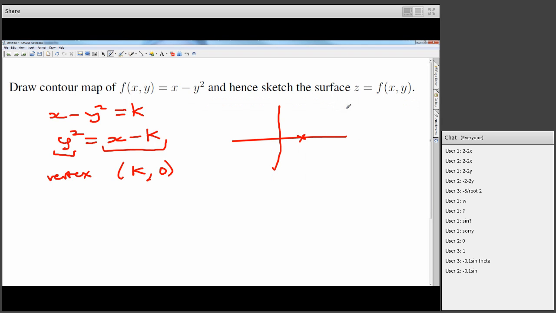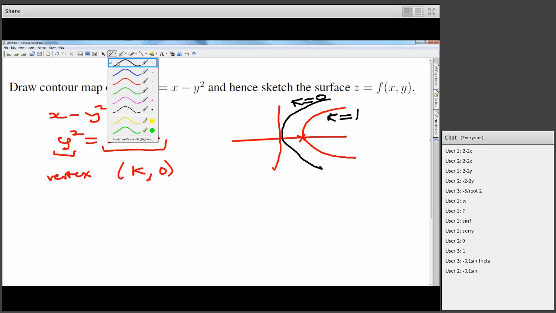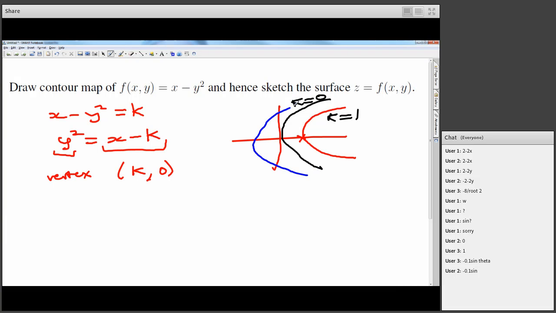Again, it's a parabola on its side like that, because x and y are reversed. All the contours look the same. What happens is the vertex just shifts as you go through it. So let's put a few down. This would be something like k equals 1. Another one, k equals 0, just to give an idea of what a few of them look like. That was really badly drawn. So k equals -1 would look like this one, for example. That's to give you an idea of what some of the different contours are.